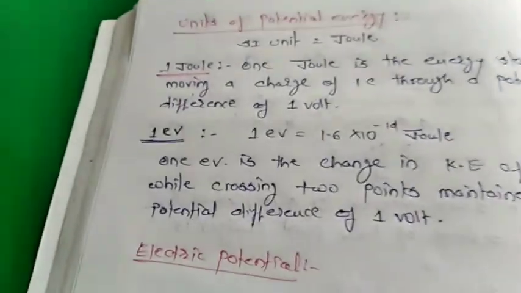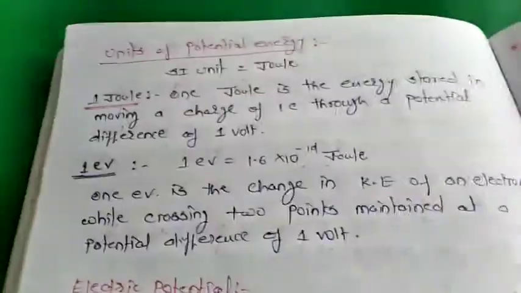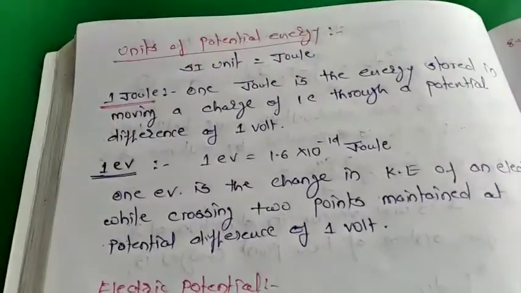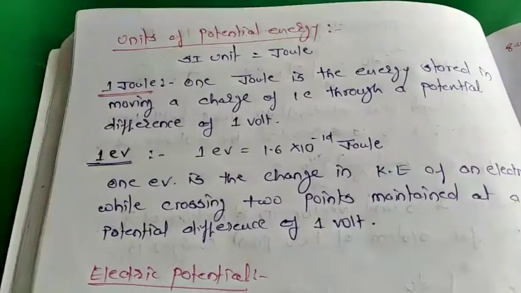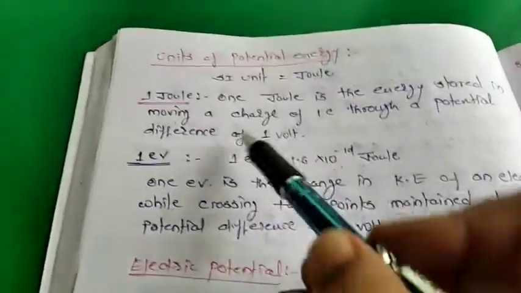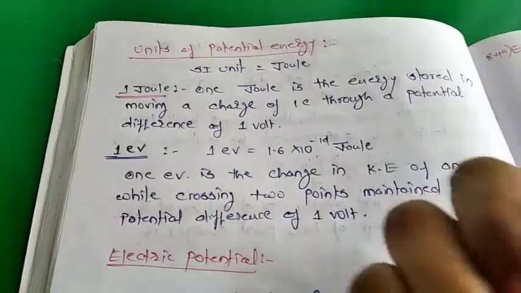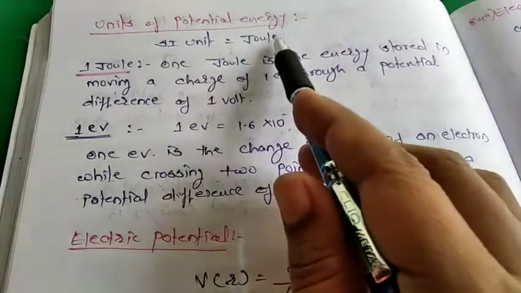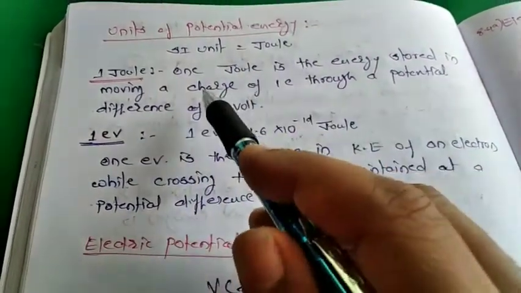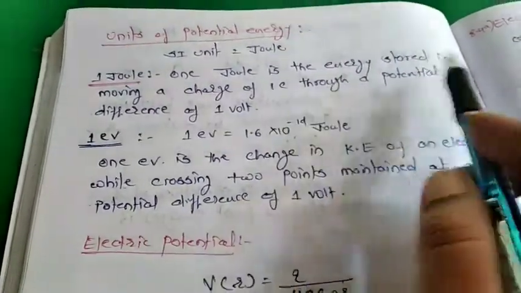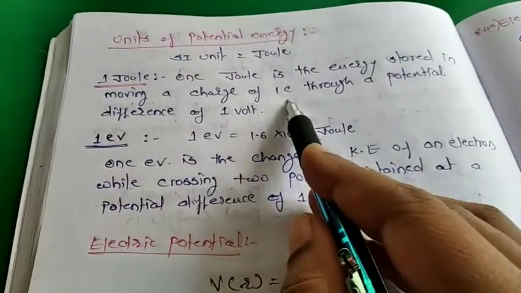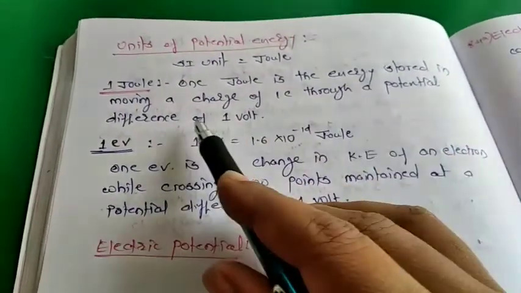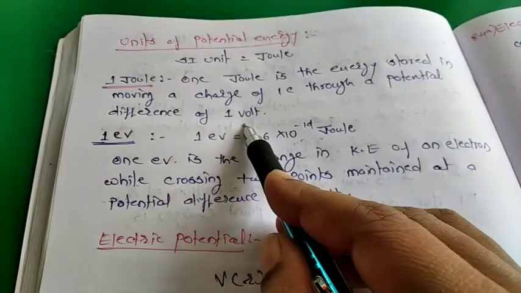Good morning, students. The next article: in the last lecture we have seen the potential energy. Today we'll see the units of potential energy. As it is energy, the SI unit of potential energy is joule. So 1 joule, we'll see the definition of 1 joule. 1 joule is the energy stored in moving a charge of 1 coulomb through a potential difference of 1 volt.